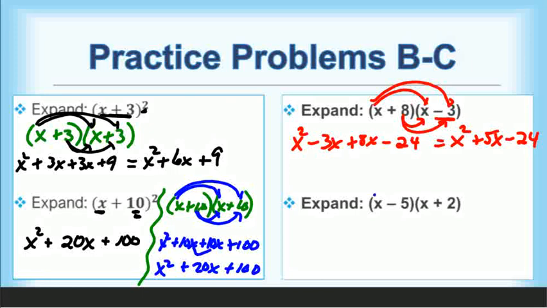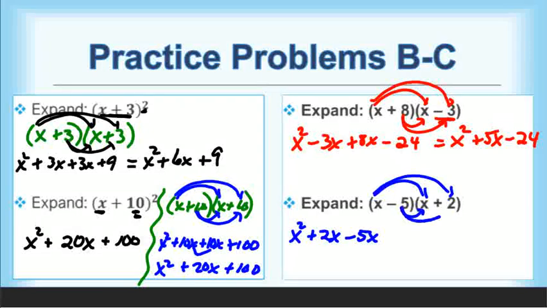And our last one here, we got x times x, which is x squared. X times 2 is 2x. Negative 5 times x is a negative 5x. Negative 5 times 2 is a negative 10. Right, my answer, I would have x squared, 2x minus 5x is a minus 3x, minus 10.